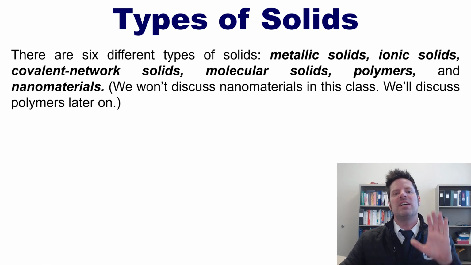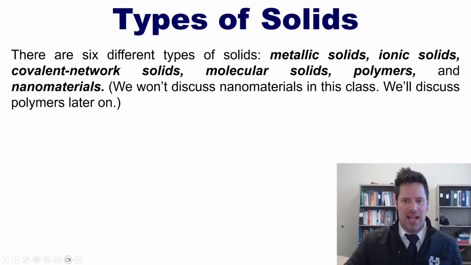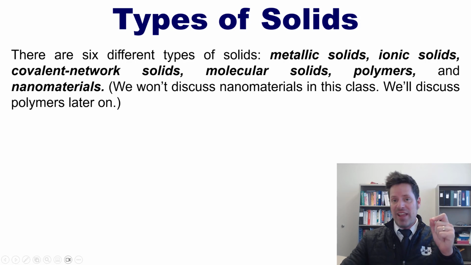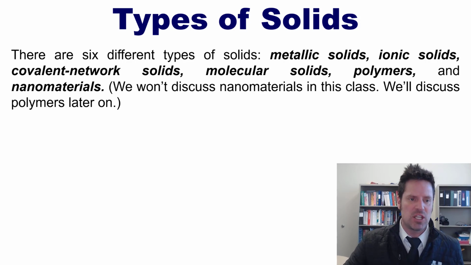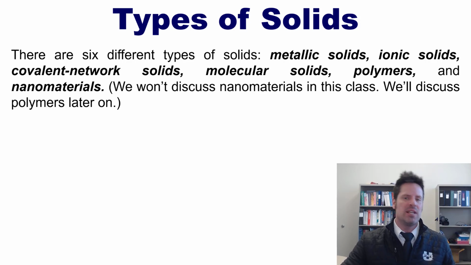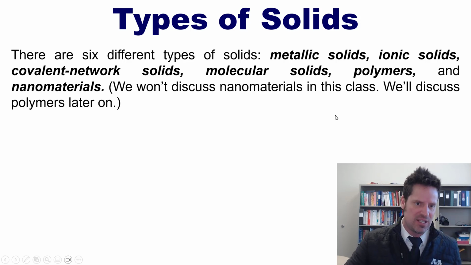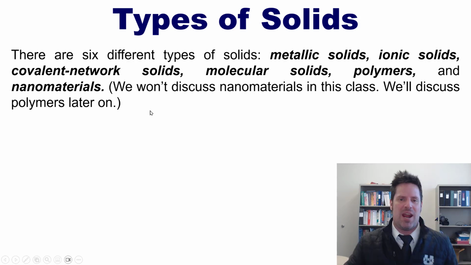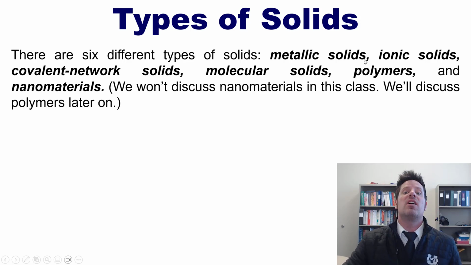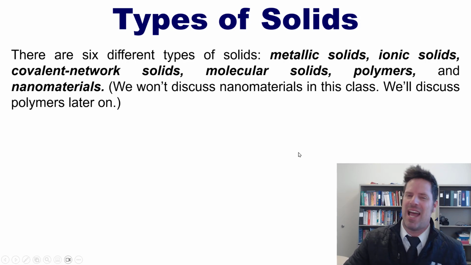So there are 6 different types of solids: metallic solids, ionic solids, covalent network solids, molecular solids, polymers, and nanomaterials. Now, for my university students, we will not discuss nanomaterials in this class. Additionally, we will discuss polymers in a later lecture in this chapter. Let's begin then by discussing the first 4, starting with metallic solids.